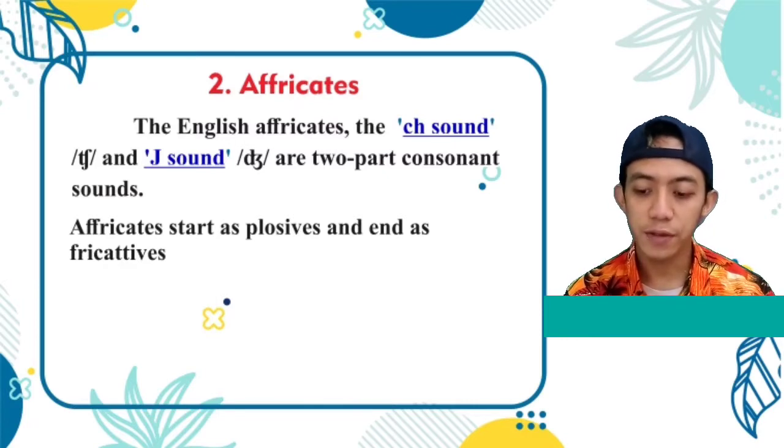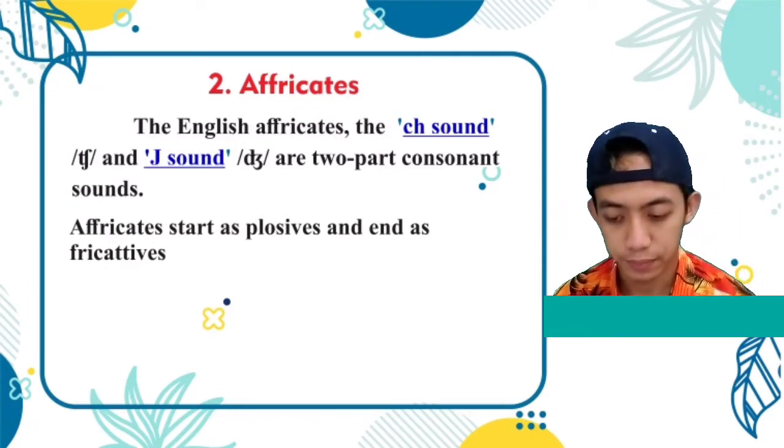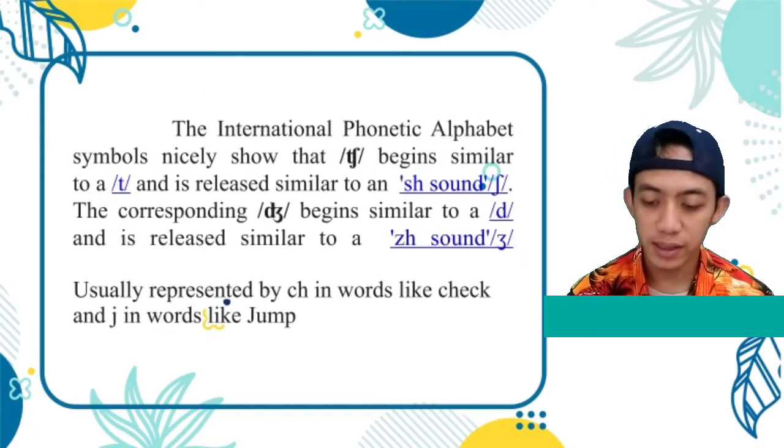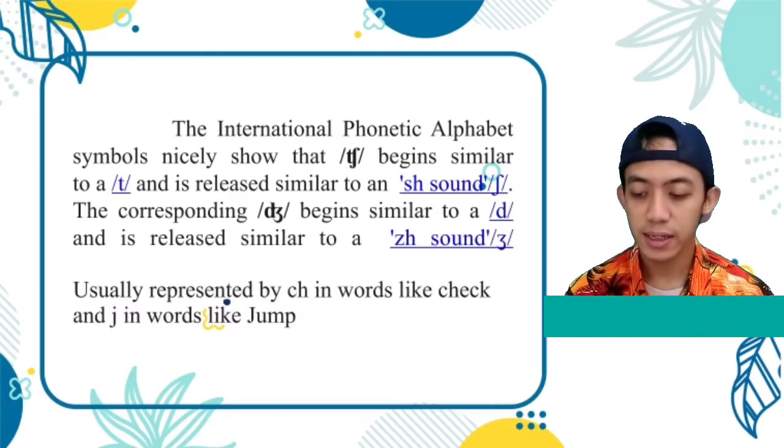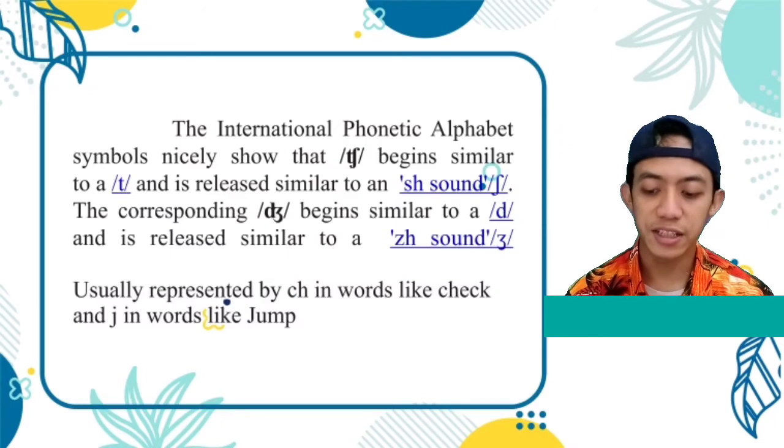Affricates. The English affricates, the ch sound and j sound, are two-part consonant sounds. Affricates start as a plosive and end as a fricative. In the International Phonetic Alphabet, the symbols show that ch begins similar to a t and is released similar to an sh sound. The corresponding j begins similar to a d and is released similar to a zh sound, usually represented by ch in words like check and j in words like jump.